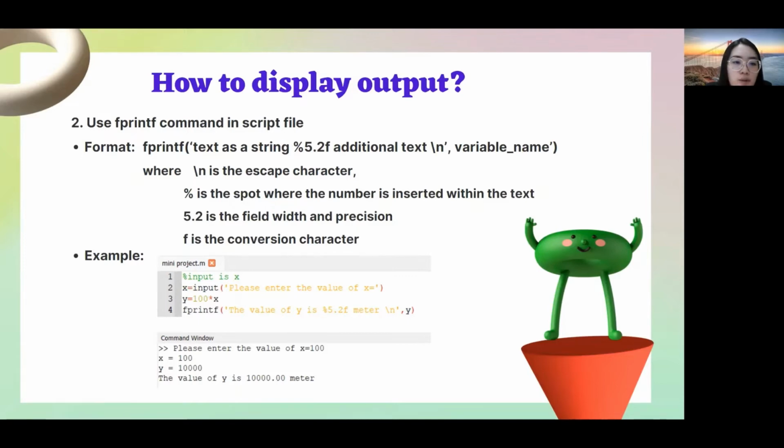Okay, so for example, when we need to display the output in a sentence, which is the value of y is the answer and then meter, we need to use fprintf, but not the display output command.